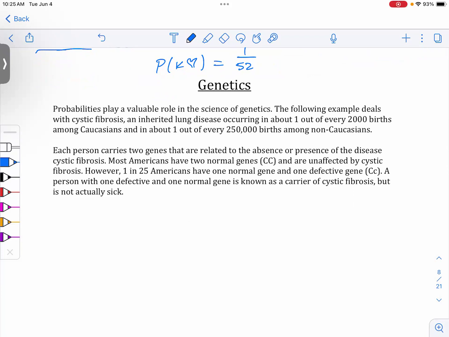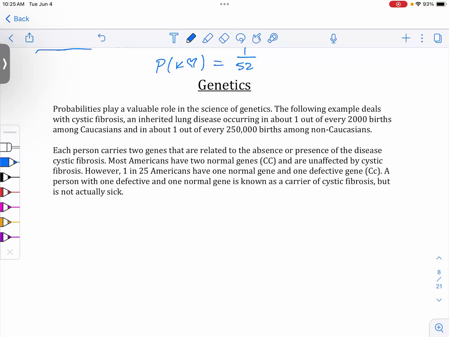Okay, an interesting application before we get into more problems with probability is genetics, because probability is such a big application of genetics. You may have already seen the eye color example with blue eyes and brown eyes and how that works. But just another example: the following example deals with cystic fibrosis, an inherited lung disease occurring in about 1 out of every 2,000 births among Caucasians and 1 out of every 250,000 births among non-Caucasians. Each person carries 2 genes that are related to the absence or presence of the disease.